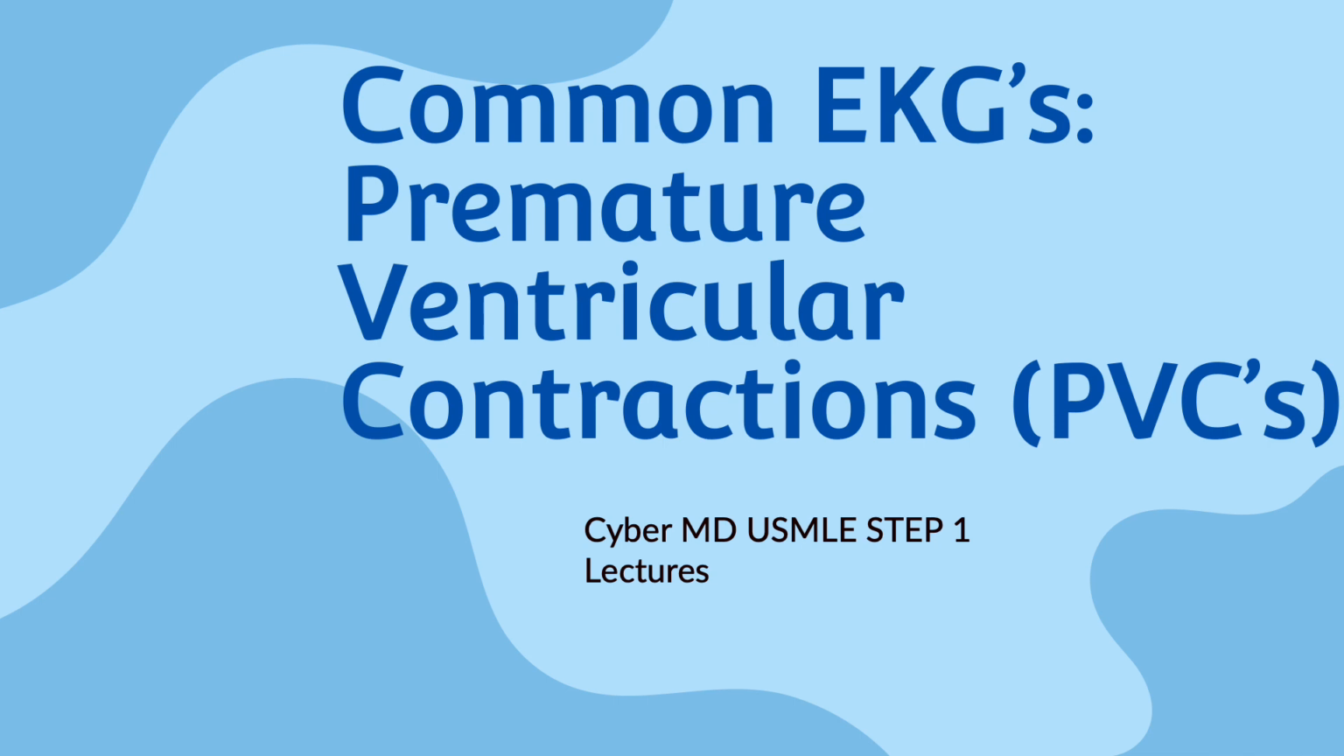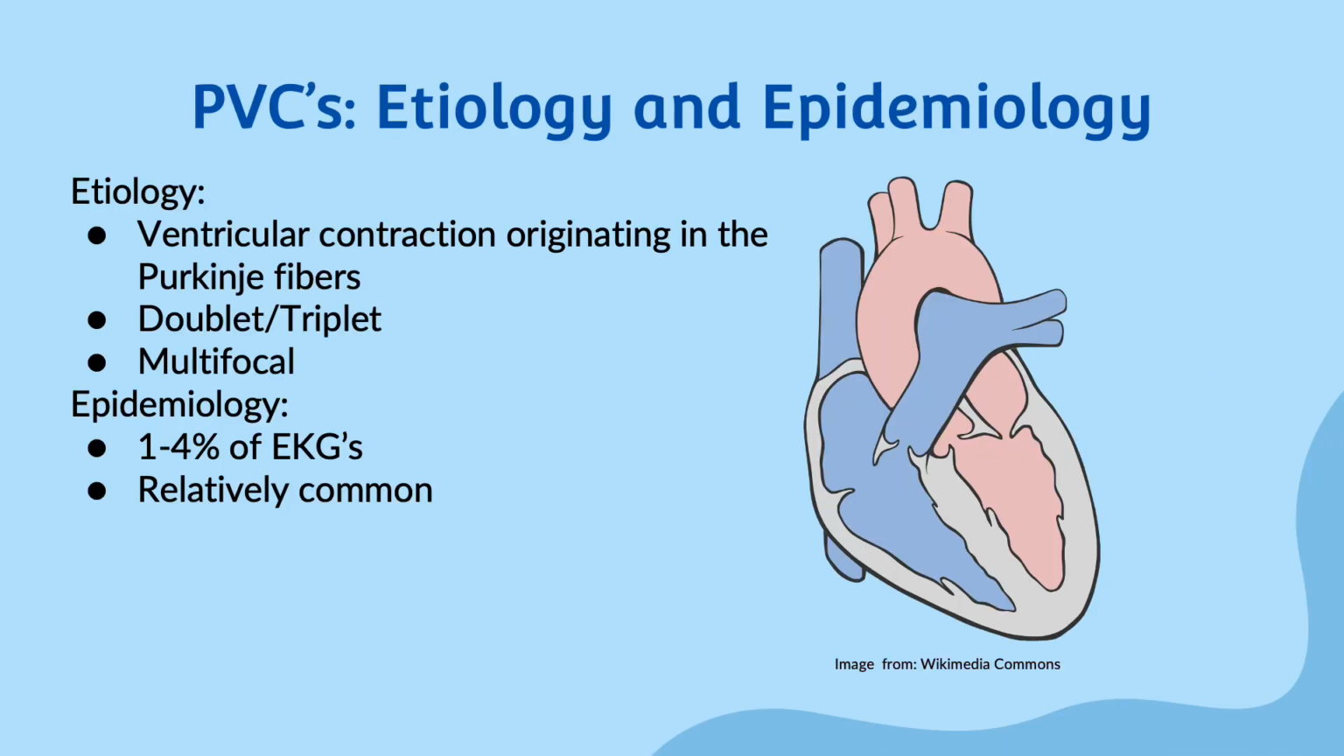Today we are going to cover a topic known as Premature Ventricular Contractions, or PVCs, as a part of our Common EKGs lecture series. PVCs are abnormal heartbeats that occur in the ventricles, the lower chambers of the heart. They're a common arrhythmia that can cause concern for patients. Understanding PVCs and how to diagnose and treat them is crucial for anyone studying for the USMLE STEP 1 exam.